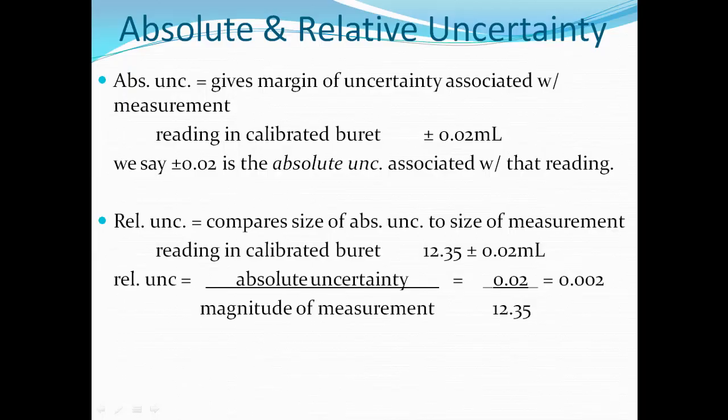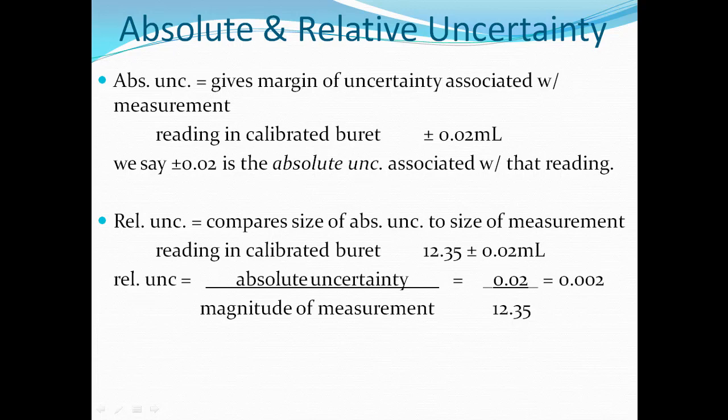Before we learn how to propagate uncertainties, we have to understand the difference between absolute and relative uncertainty. Absolute uncertainty gives the margin of uncertainty associated with a measurement. For example, you're reading a burette and it's plus or minus 0.02 mL. We say that plus or minus 0.02 is the absolute uncertainty associated with that reading.